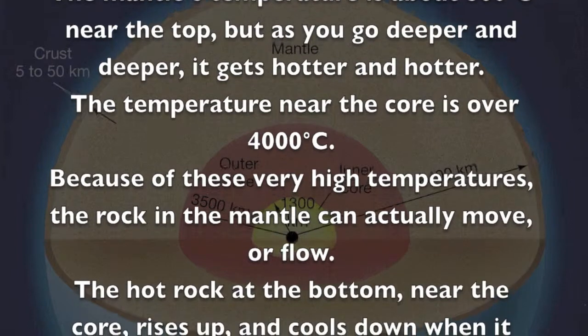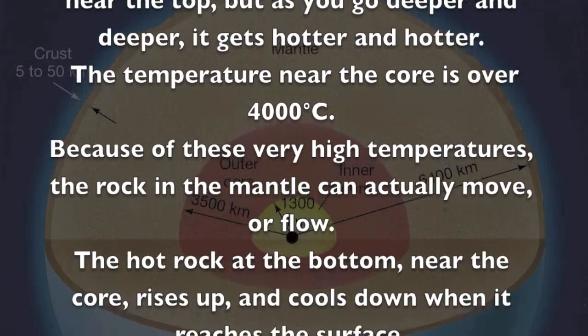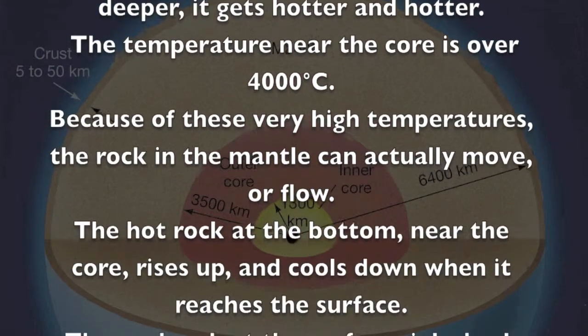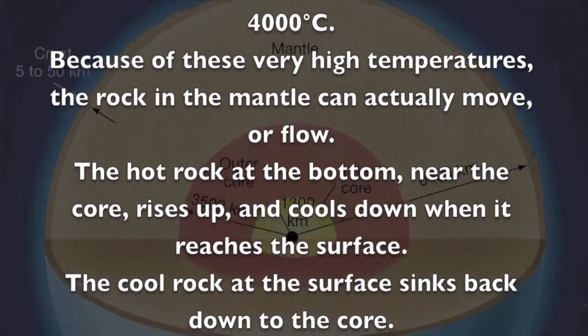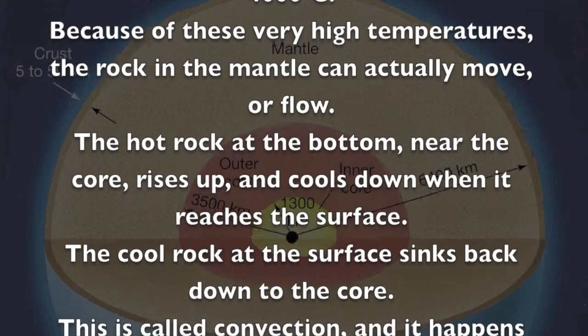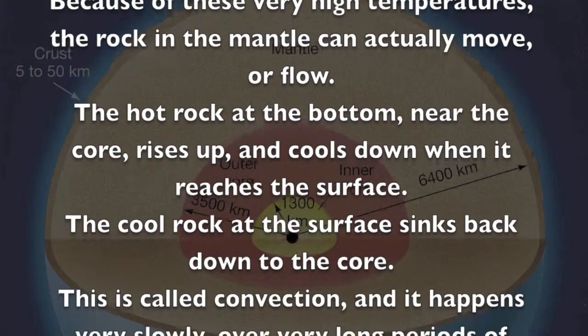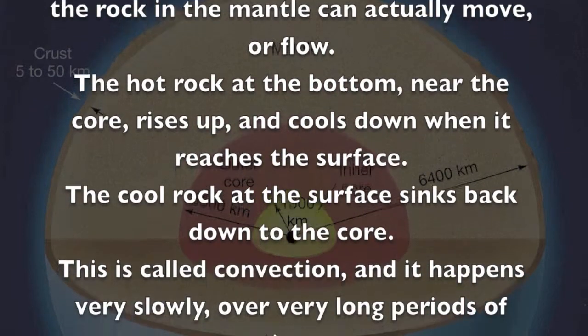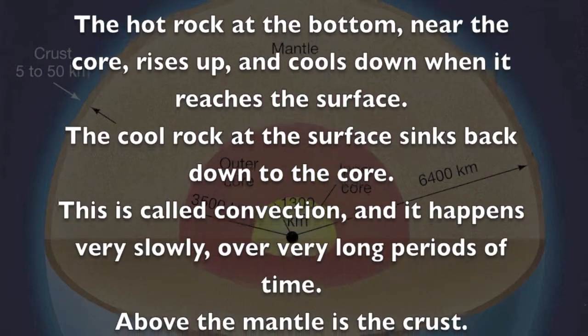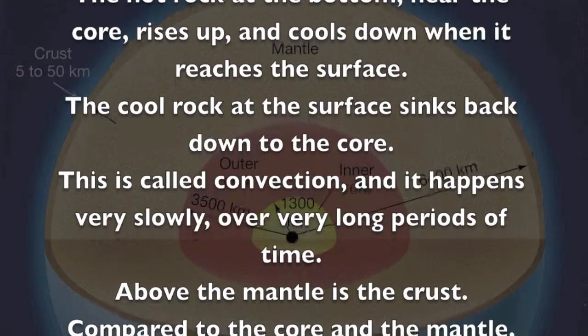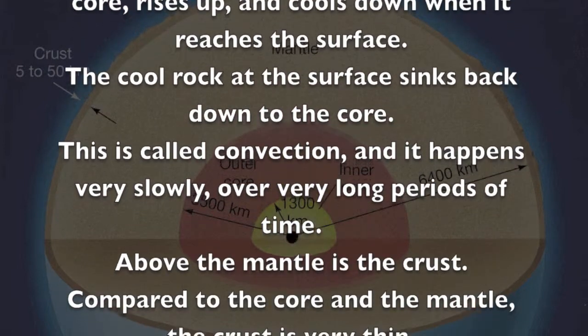Because of these very high temperatures, the rock in the mantle can actually move or flow. The hot rock at the bottom, near the core, rises up and cools down when it reaches the surface. The cool rock at the surface sinks back down to the core. This is called convection, and it happens very slowly, over very long periods of time.